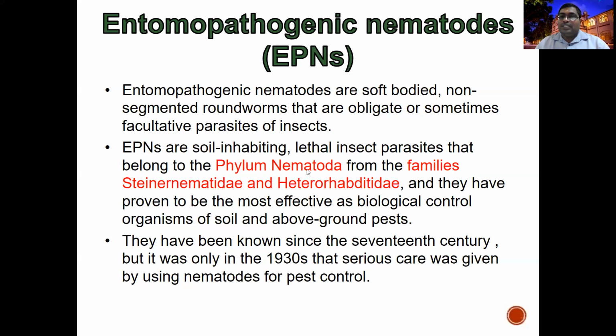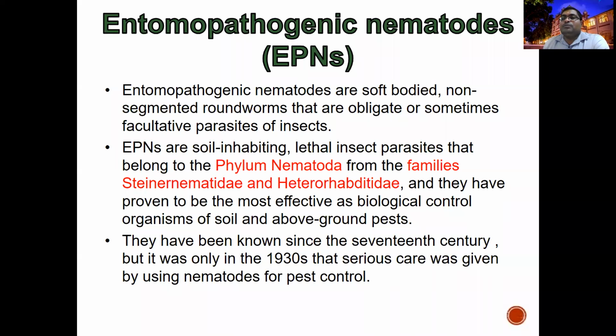Today we are going to discuss the entomopathogenic nematode in the course of invertebrate pathology. As you all know, entomopathogenic nematodes are soft-bodied, non-segmented roundworms that are obligate and sometimes facultative parasites of insects. Obligate parasites need a living host, otherwise they will not survive. Facultative parasites can live in other insects, but only under suitable conditions can they act as parasites. That is what we call an entomopathogenic nematode; their target is to attack insects.